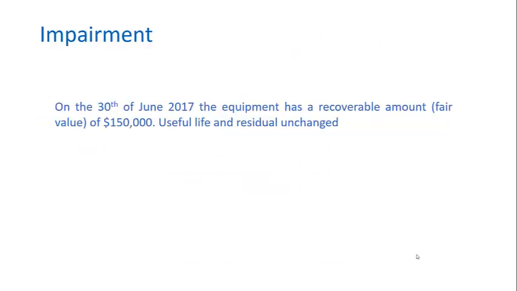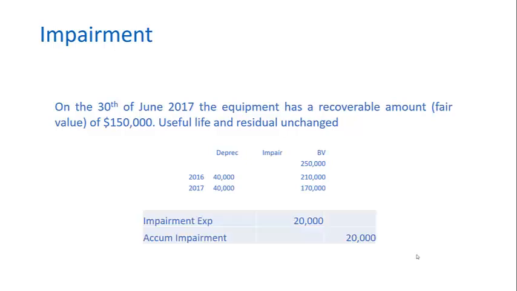Now, at the end of 2017 financial year, what we can see there is the equipment has a recoverable amount of only $150,000, its useful life and residual value unchanged. Now what we can see from the table is that the equipment has a book value of $170,000, which is greater than the recoverable amount, so that says we need to have an asset impairment. So we'd simply recognise an asset impairment, debit impairment expense, and credit accumulated impairment by $20,000.